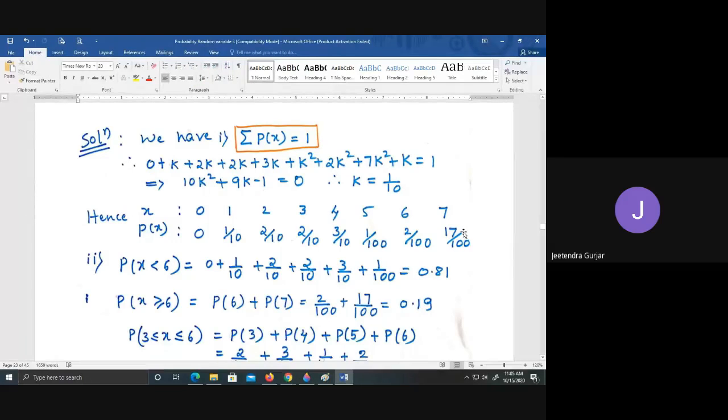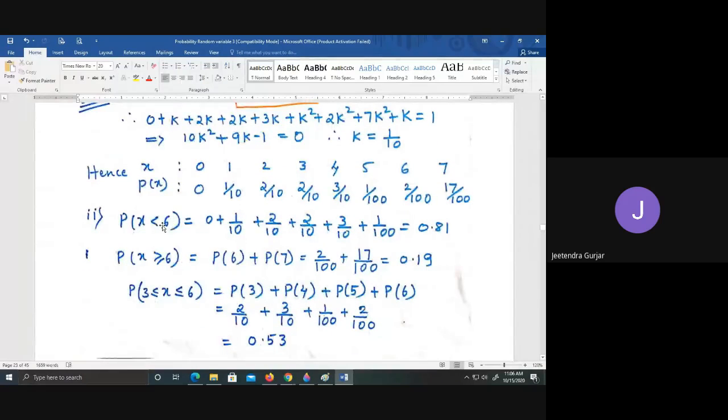In between I'm going to ask the questions, so you should be alert throughout this class. So these are the x, that is random variable: 0, 1, 2, 3, 4, 5, 6, 7. These are the respective probabilities for the random variable.